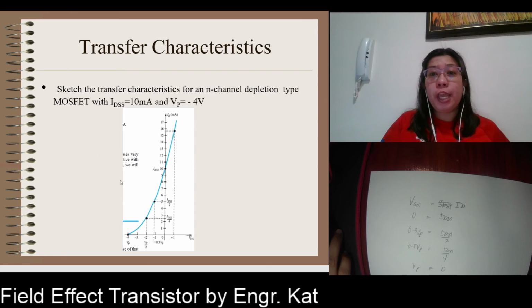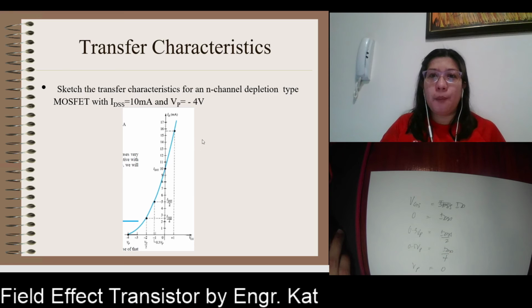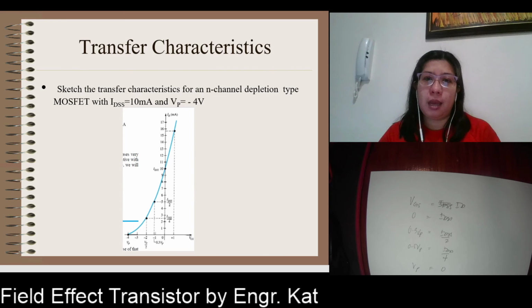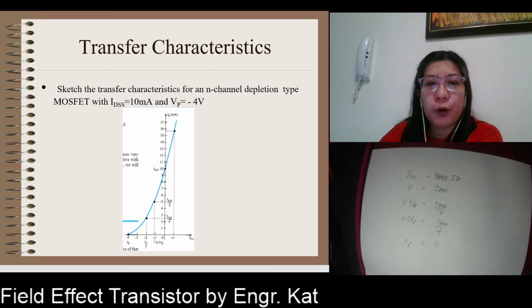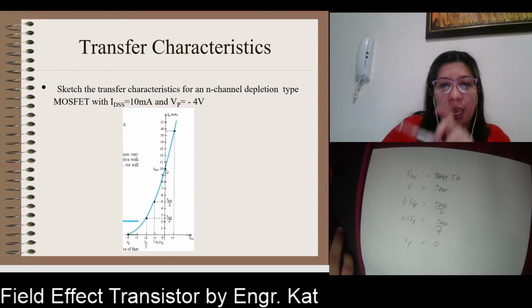Okay? So for a MOSFET, what happens for a MOSFET? So for a MOSFET, a possible current which is greater than IDSS is already possible. Okay? So we can form the 4 points. So where are your 4 points there? First, when your VGS is equal to 0, your IDSS is equal to 10. Okay? And then, when your VGS is 0.3, so what is 0.3 of 4?